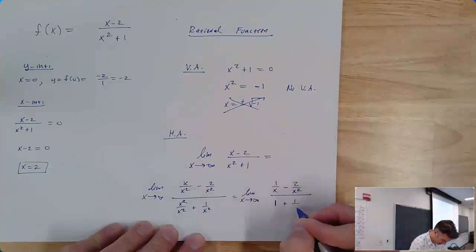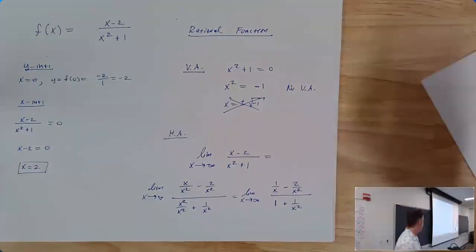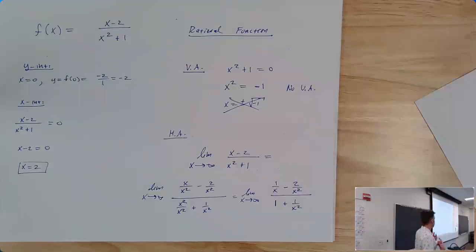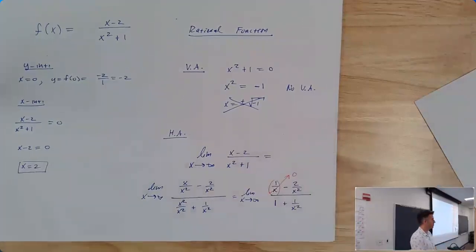Okay, now here's the big question. This is kind of the big deal about this. As x goes to infinity or negative infinity, what happens to 1 over x? Does it get big or does it get small? It's small, right? If x is really, really big, 1 divided by a really, really big number is a really small number. So this is going to get really, really close to 0.